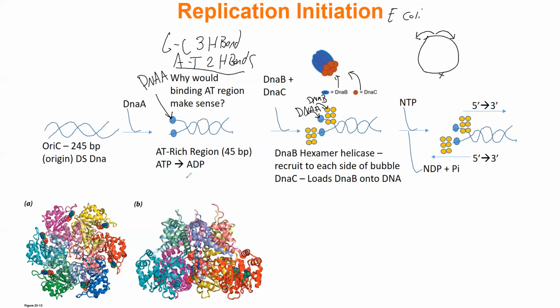Any questions about replication initiation in E. coli? And these pictures down here are actually what the molecules look like. 1, 2, 3. So this should be DnaB down here, I believe. But, I mean, I think I did a pretty good job too. That was a spark of inspiration.